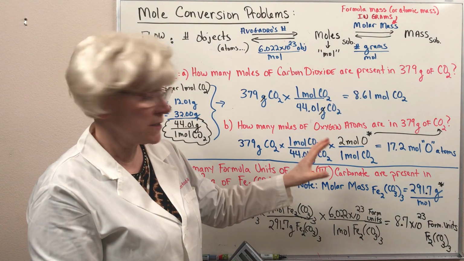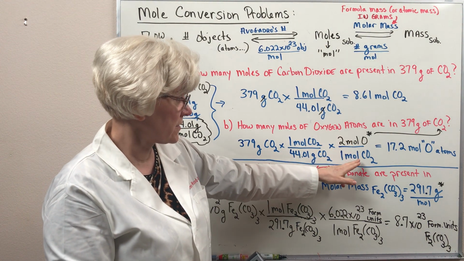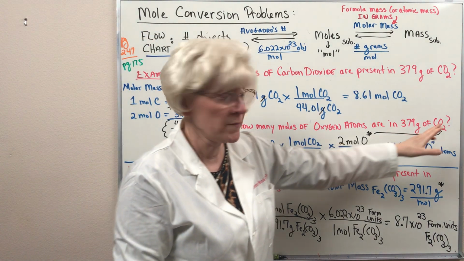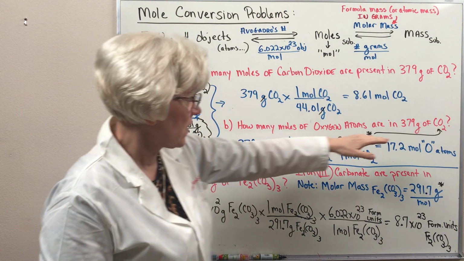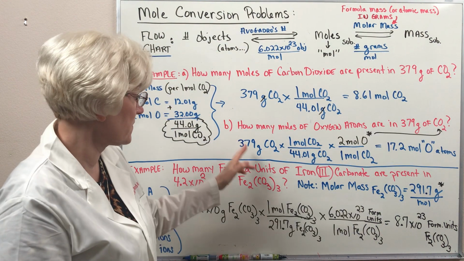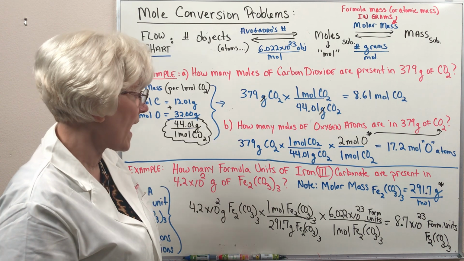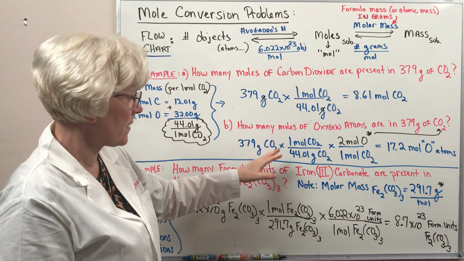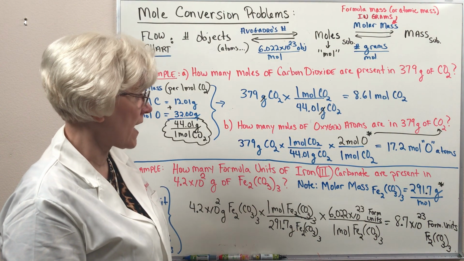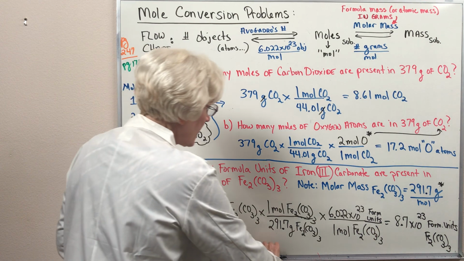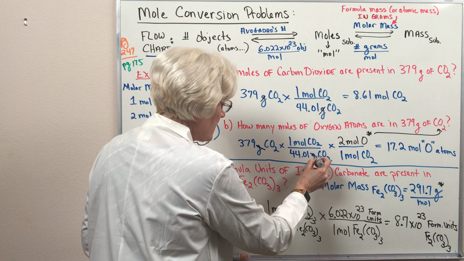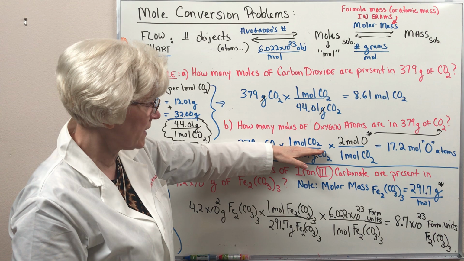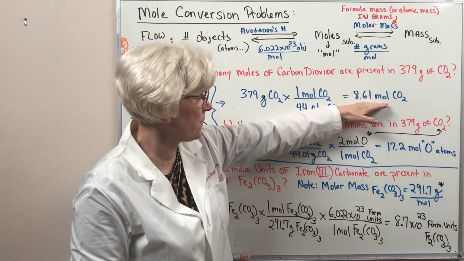So I'm going to use that relationship that there are 2 moles of oxygen present in 1 mole of carbon dioxide that I see from the formula to solve this problem. I'm going to take the 379 grams of CO2 that I used in my Part A calculation. I'm going to once again use the molar mass of carbon dioxide as a conversion factor. So if I stopped my calculation right here in the setup, using the molar mass in its flipped form, I would get moles of CO2 as I did before.